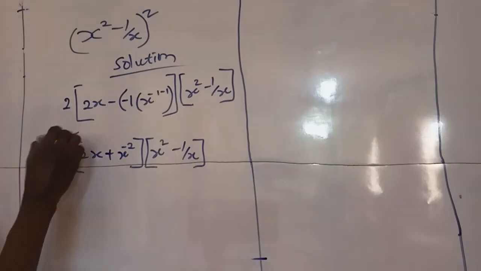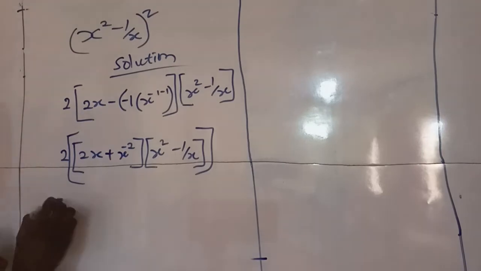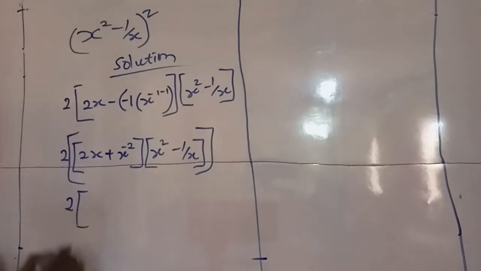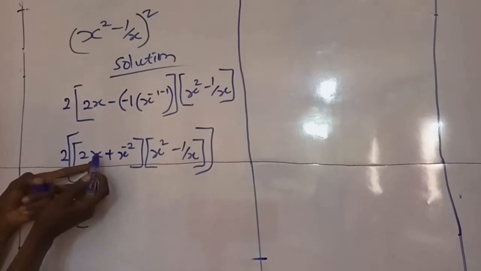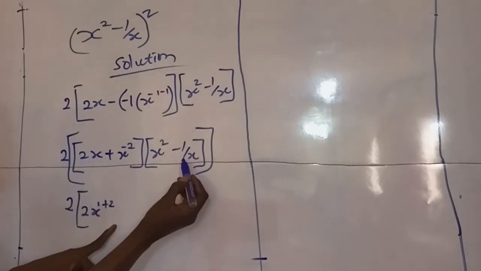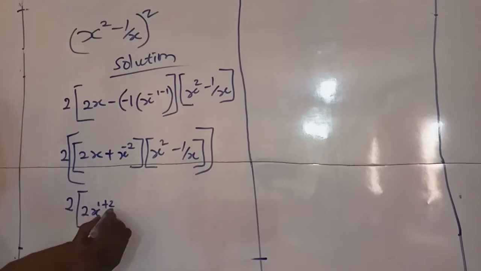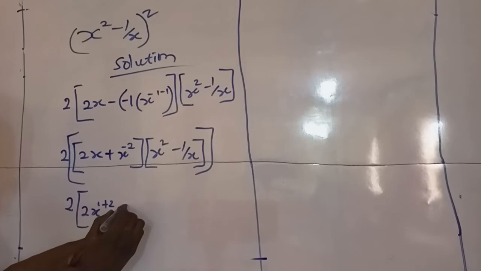So let's use 2 to open our bracket. So we have 2 into bracket. Before we do that, let's expand these two brackets. So we have 2x multiplied by x raised to power 2. From law of indices, it shows that we have 2x raised to power 1 plus 2. Then 2x multiplied by minus 1 over x. This will be plus times minus, that's minus 2x divided by x.